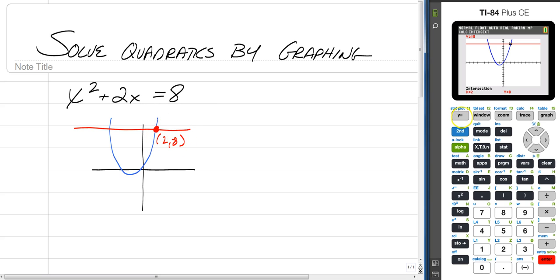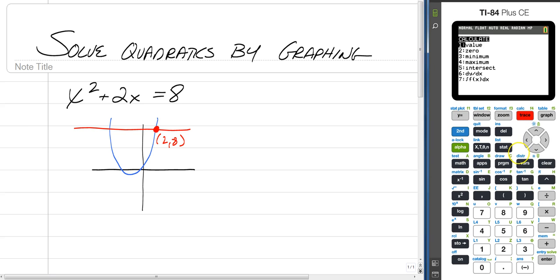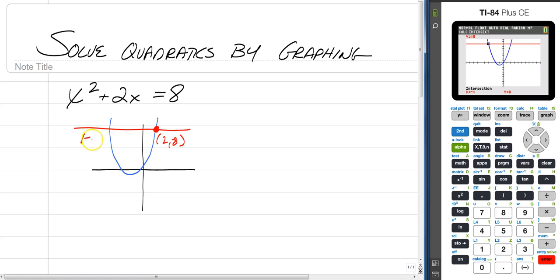Then to find your other one, you're just going to press second trace again. Number 5 is your intersection. This time you just have to take your little blinky guy or your little spider and put him all the way over on the other intersection. It takes a minute sometimes. And then once you get close enough, you just click enter 3 times. And you get the other one, (-4, 8).